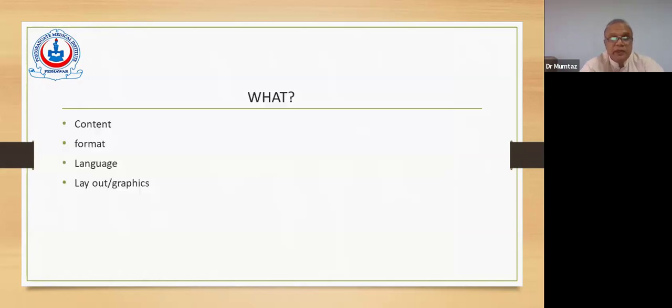Okay, what do we do in peer review? In the peer review, the evaluation of the content of the paper, the format of the paper, the language, and of course the layout and the graphs, all these things are evaluated. We will discuss this in detail in the coming slides.